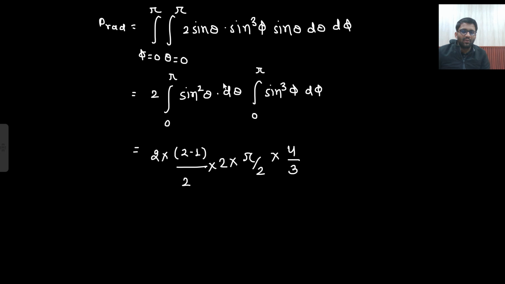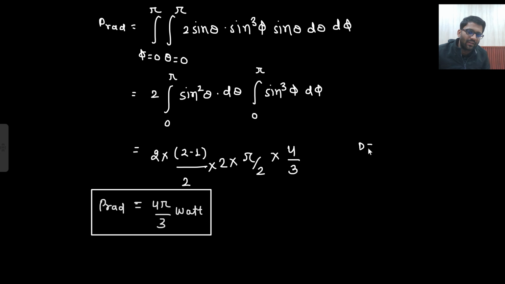And this one you can solve as 2 minus 1 divided by 2 into 2 as well, because the limit is from 0 to pi by 2. So double, since it is an even value, into pi by 2 will also come. That's it. This is the answer. So what I can see, 2 and 2 is getting cancelled, 2 and 2 is getting cancelled. So 4 pi by 3. So my P radiated is 4 pi by 3 watt.